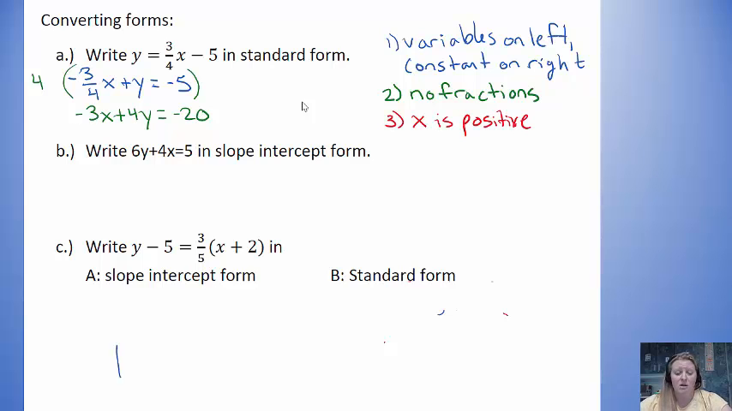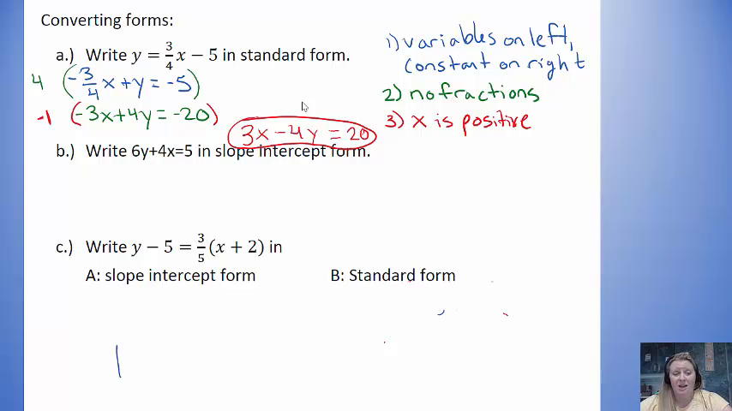And then rule number 3, your x term needs to be positive. So as long as those three criteria are met, you have standard form. So if you want to make your -3 into positive, you're going to have to multiply everything in the equation by -1. So your final answer will be 3x minus 4y equals 20.